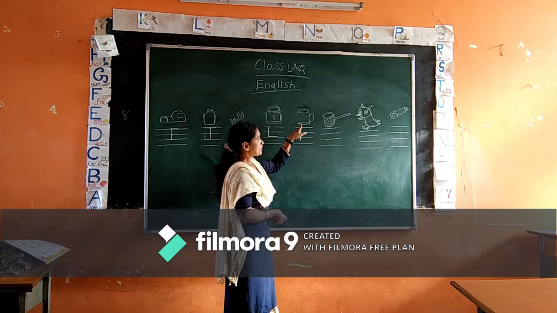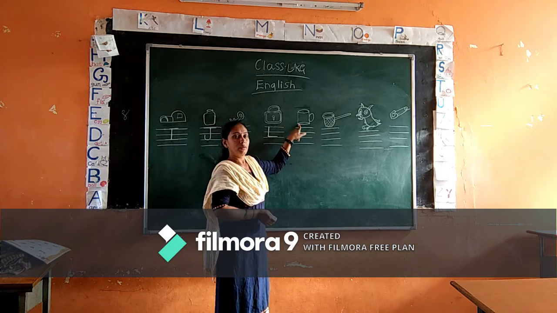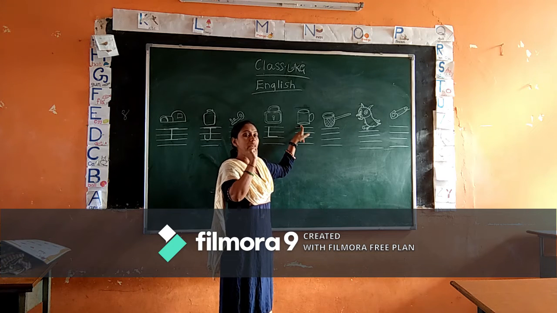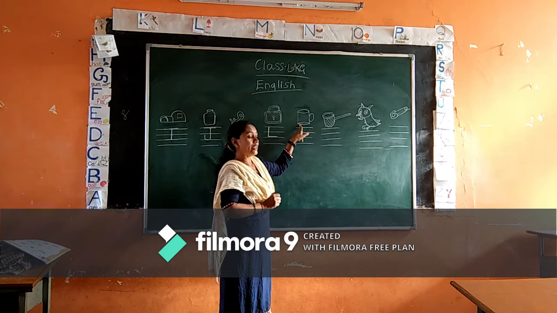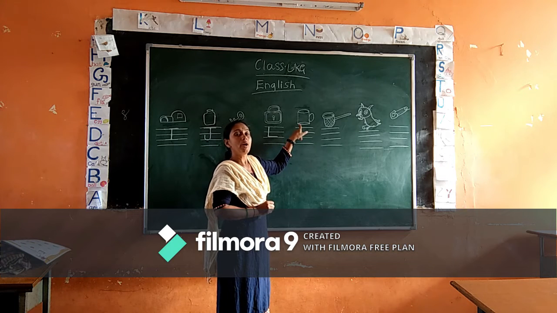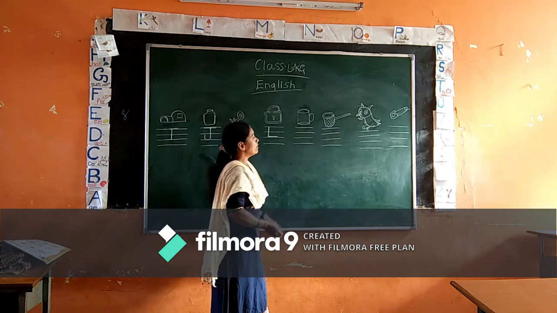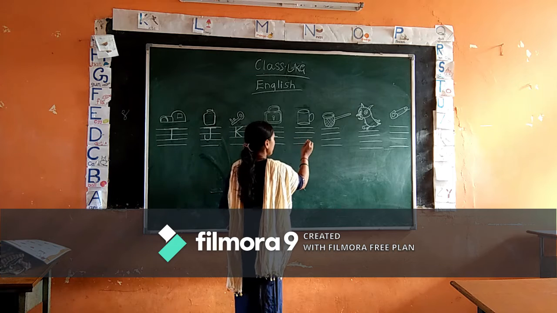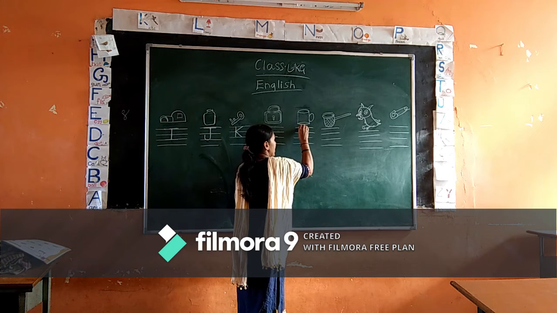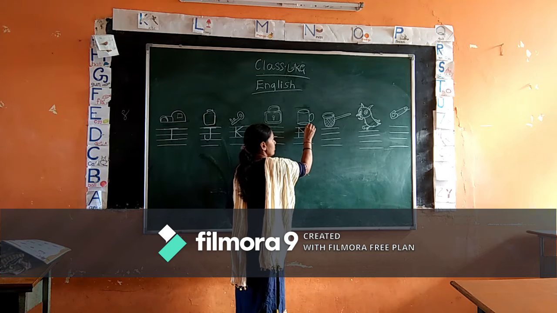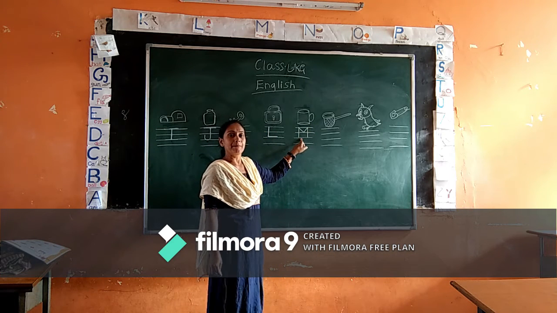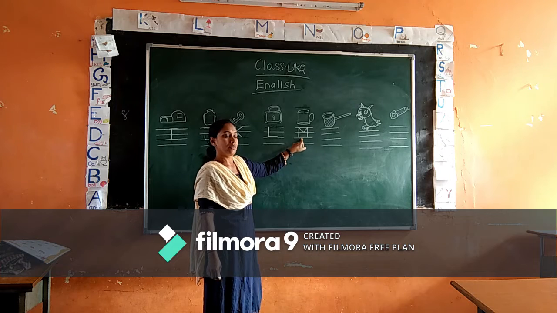Next one is mug. Mug means we will use this mug for drinking milk. Okay? For drinking milk, we will use this mug. M for mug. Okay? Let's write the beginning letter of mug. Standing line, right slanting, left slanting, and again one standing line. This is capital M. M for mug.